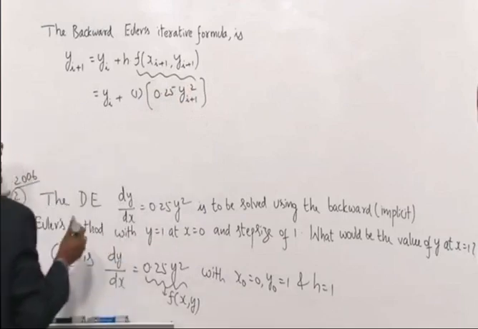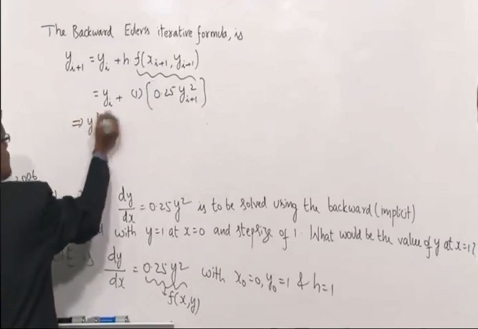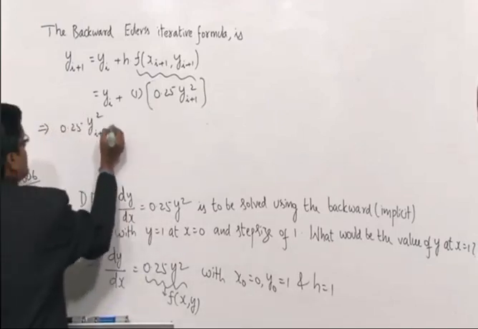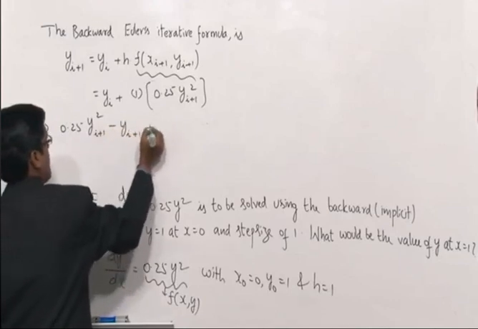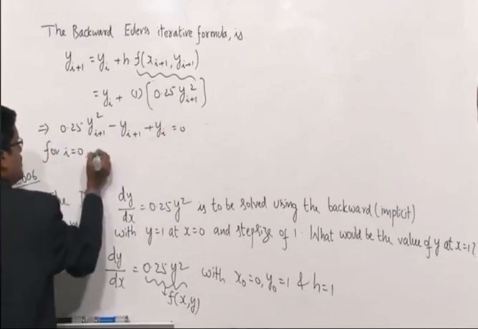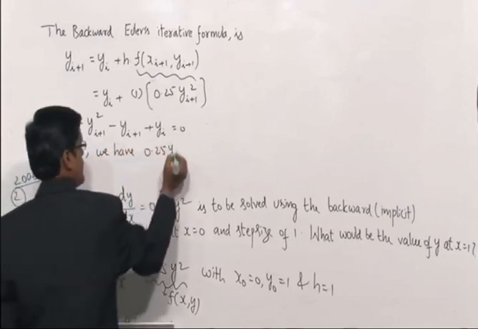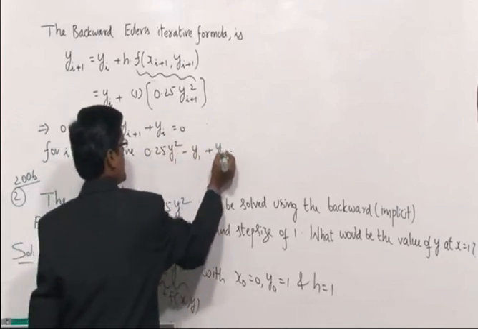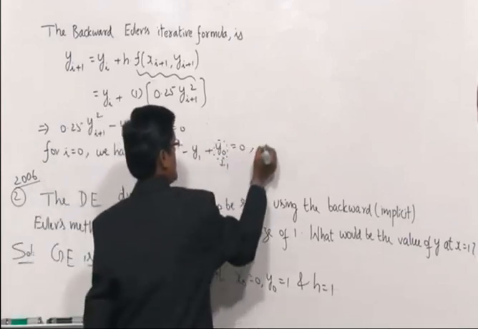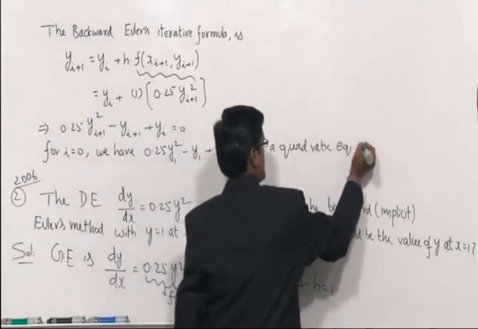Now bring all the terms to one side. It is a square in yi plus 1, which is giving a quadratic equation. So 0.25 yi plus 1 square minus yi plus 1 plus yi is equal to 0. Now taking first i is equal to 0, we have 0.25 y1 square minus y1 plus y0 is equal to 0. What is y0 given? 1. So this is a quadratic equation in y1.